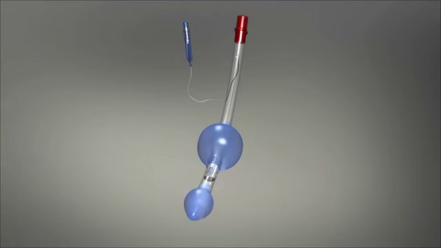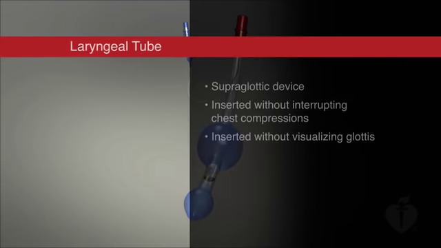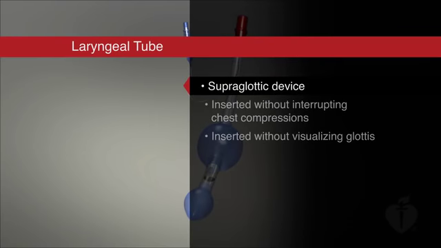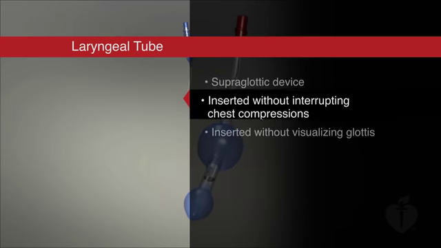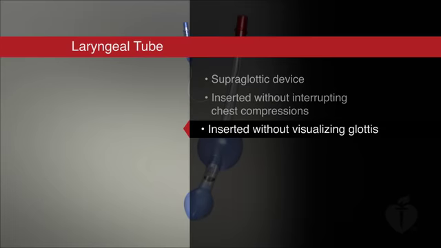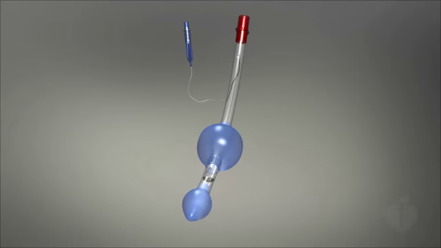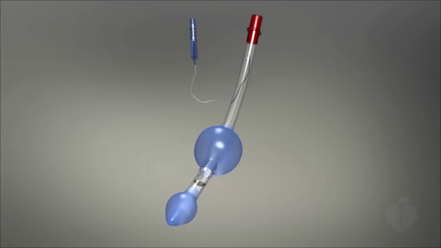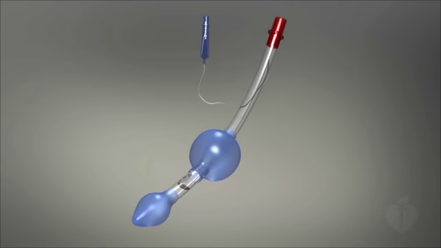The laryngeal tube is a supraglottic device that can be inserted in an unconscious patient. Providers can insert the device during CPR while chest compressions continue. The device can also be inserted without visualizing the glottis. The laryngeal tube is a single lumen device with two cuffs inflated through a single inflation port.